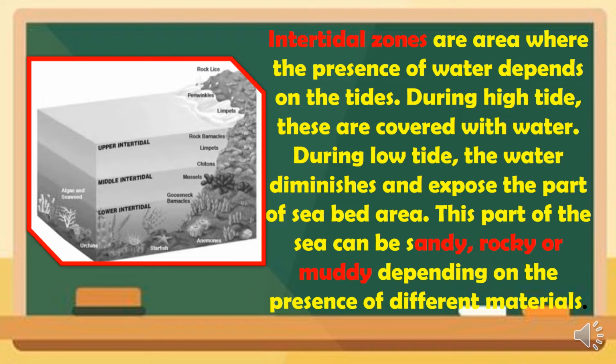Intertidal zones are areas where the presence of water depends on the tides. During high tide, these are covered with water, and during low tide, the water diminishes and exposes part of the seabed area. This part of the seabed can be sandy, rocky, or muddy, depending on the presence of different materials.